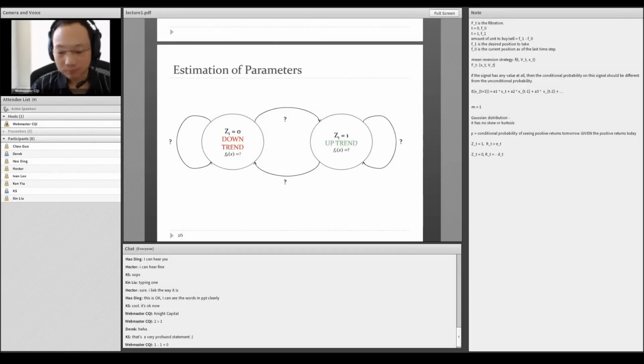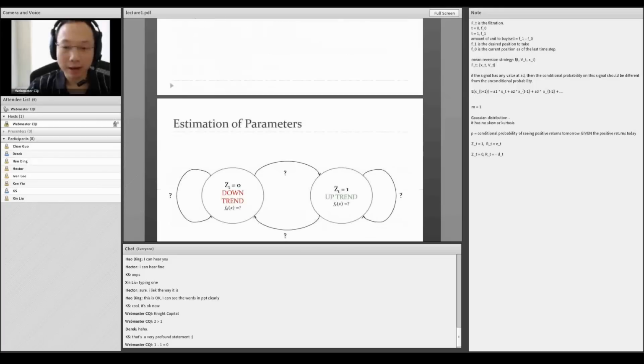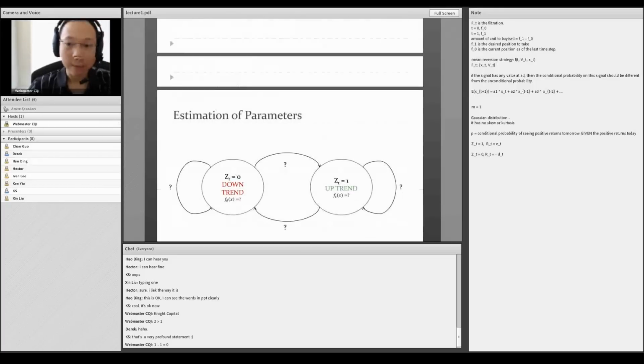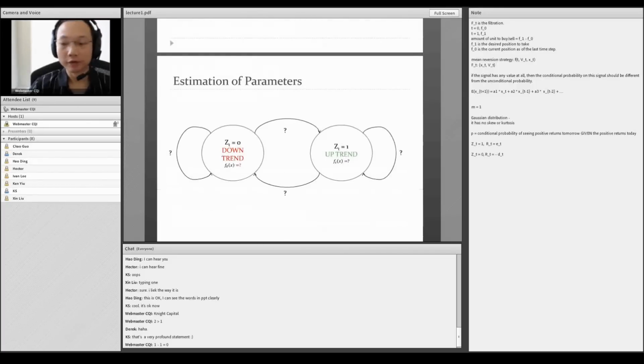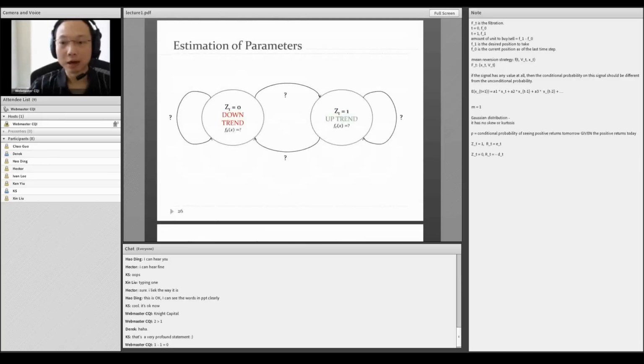Everybody see that this is very obvious, right? Let's say I want to trade QQQ. I don't know what these parameters are. I don't know what P and Q are. I don't know alpha. I don't know lambda. I somehow have to estimate these parameters from the data or from the prices that we want to trade. This is a hidden Markov chain problem.